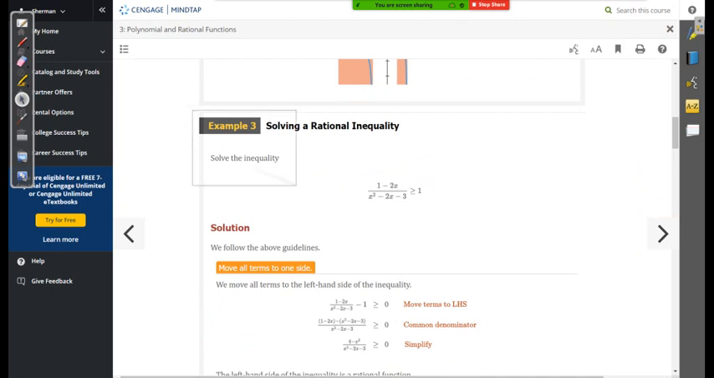Guess it'd be the last example. Okay, so. Alright, so what we need to do is put everything to one side. And actually, this example does show what I wanted to do. Alright, so we put everything to one side.